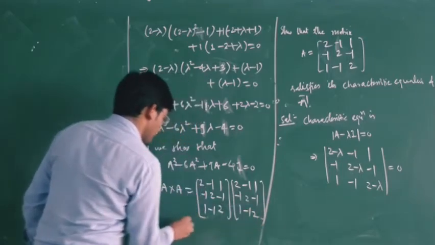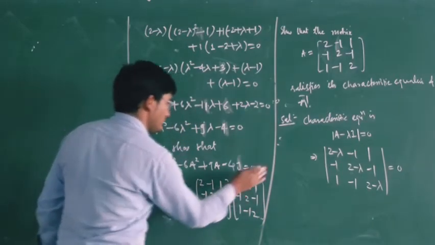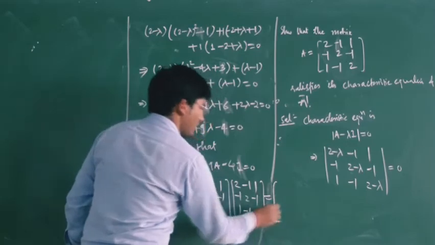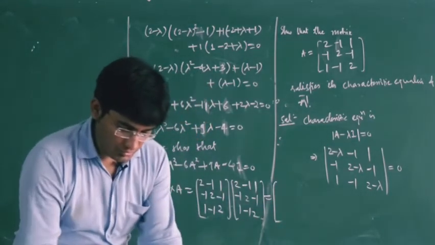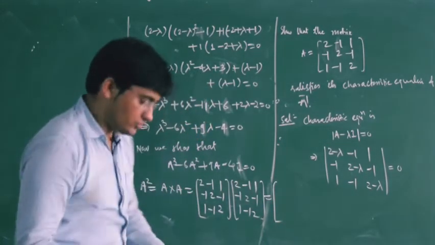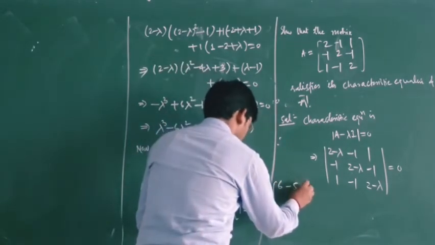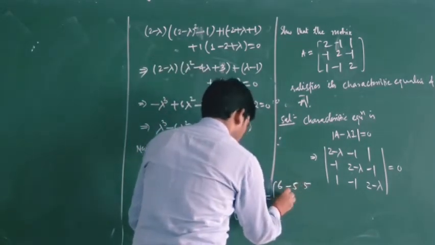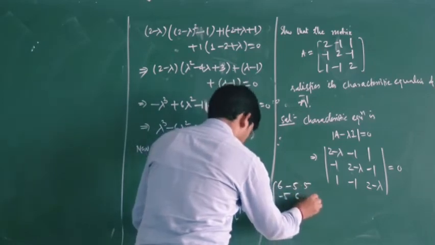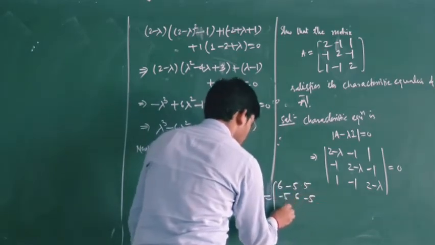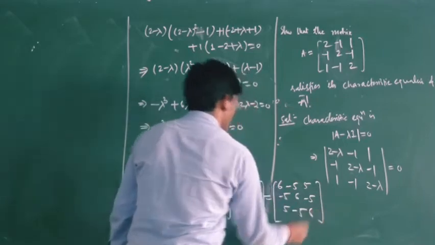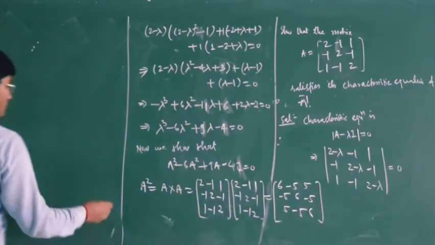So this will come as a square. I am not going into the calculation, so here I am directly writing the values of the rows. So this first row is 6, minus 5, 5. Then we have minus 5, 6, minus 5. Then the third row is 5, minus 5 and 6. So this is the value of A square.